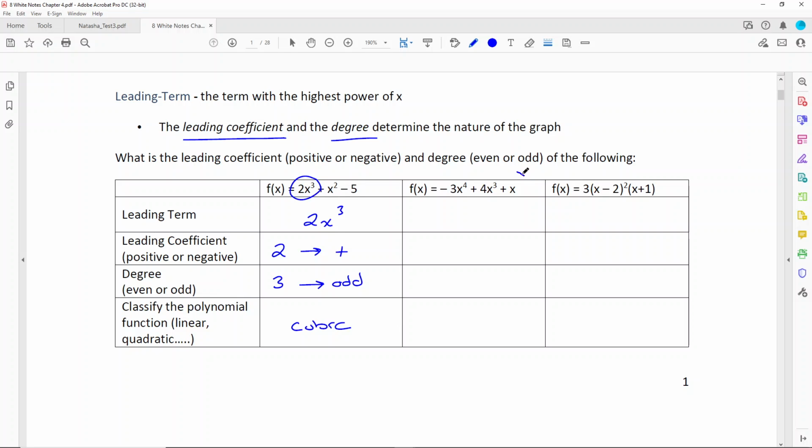All right, I want you to pause the video and try this one. If you feel up to it, you can do this one, but this one is a little bit trickier, but definitely try this one. So pause the video now.